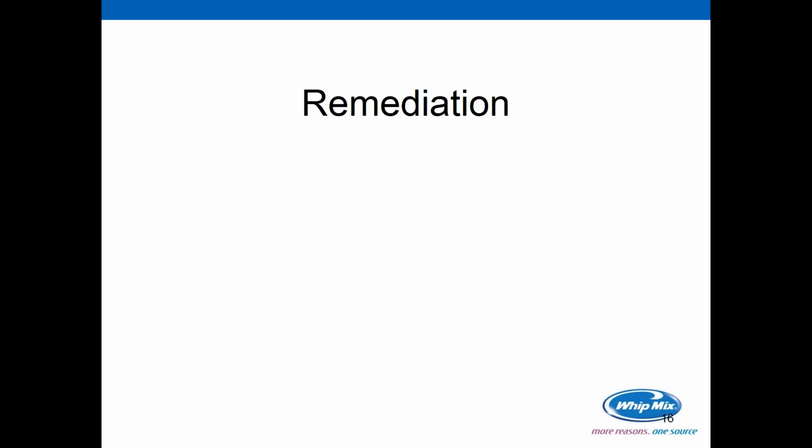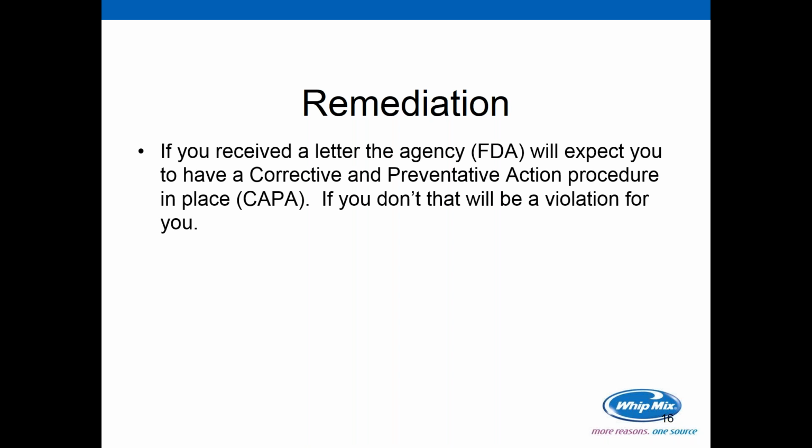Well, now that we know what a warning letter is, how a person gets a warning letter, and what a warning letter isn't, let's talk about remediation. How do we correct this warning letter? First of all, understand that if you receive the letter, the agency will expect you to have a corrective and preventive action procedure, or as the FDA lingo likes to call it, a CAPA. You can call it CAP1, you can call it CAPA-001. What you call it is your business, but it is your responsibility to have a procedure for corrective and preventive actions. And if you don't have a CAPA procedure, the agency will issue you a violation because you don't have one.